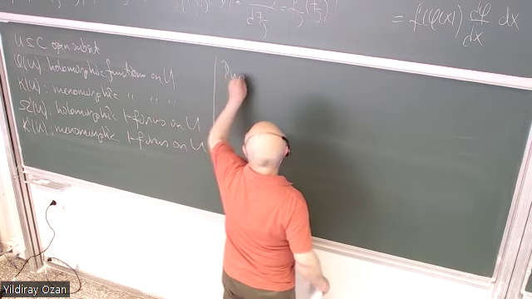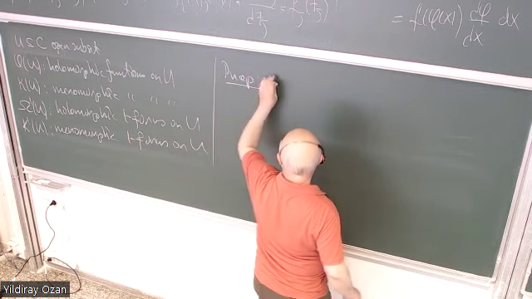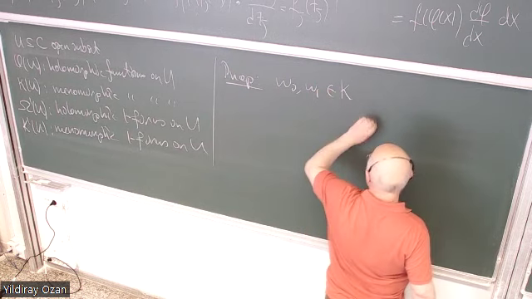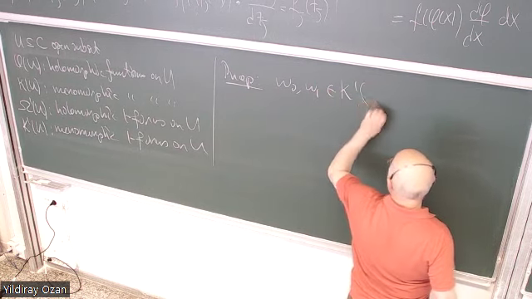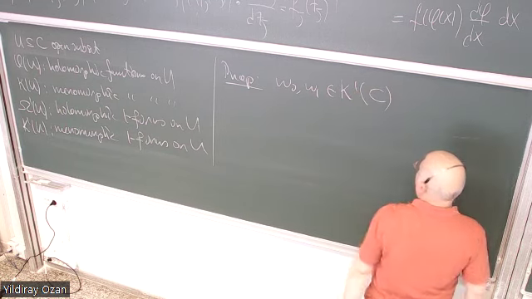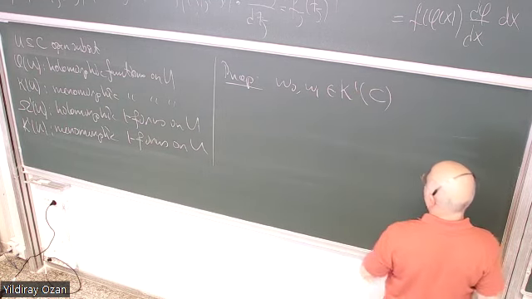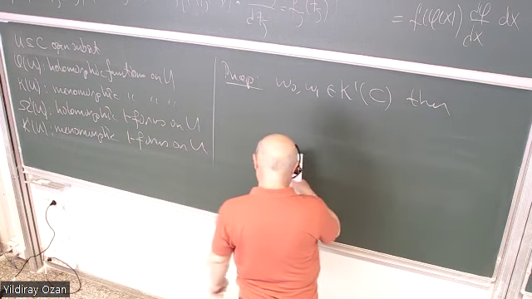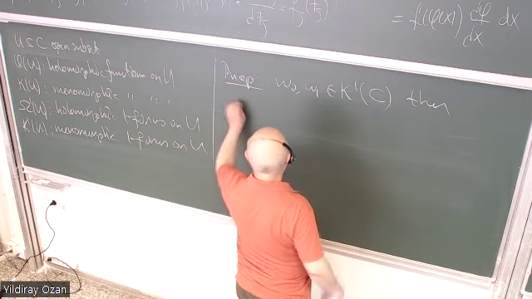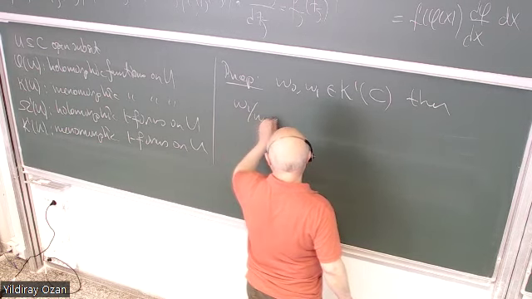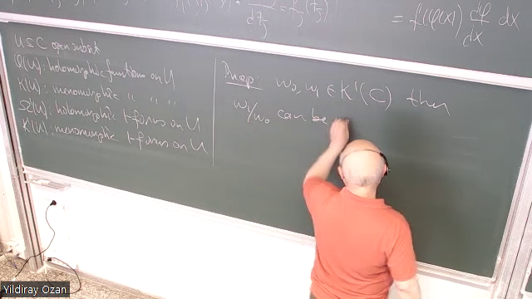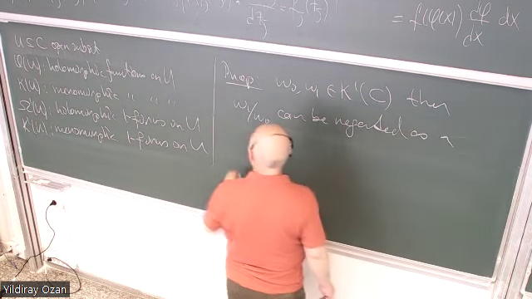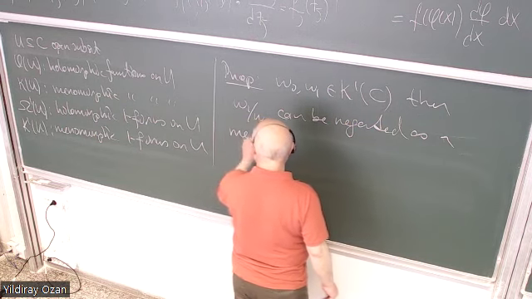We had this proposition: if W0 and W1 are, let's say, meromorphic one forms on the compact surface, then the ratio of these can be regarded as a meromorphic function.